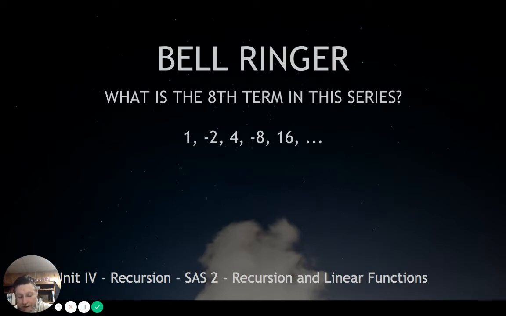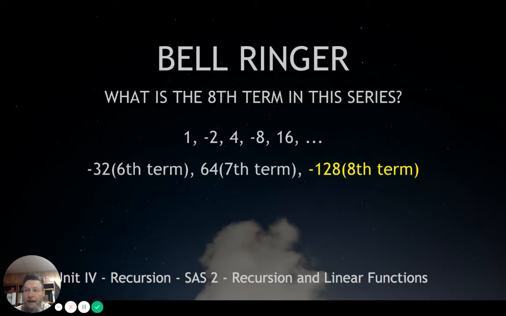If we multiply minus 32 by minus 2, we get 64, right? So that's the 6th and 7th. We're looking for the 8th. Multiply 64 times minus 2, we get minus 128. And that, of course, is our 8th term.